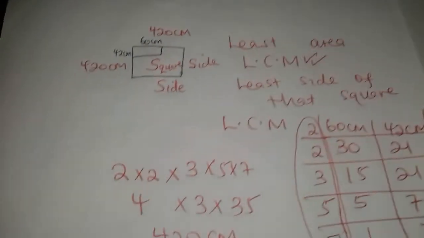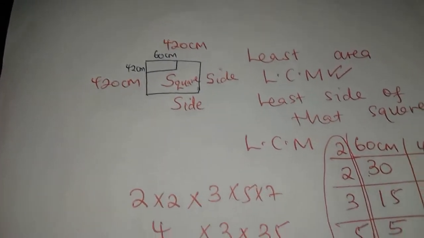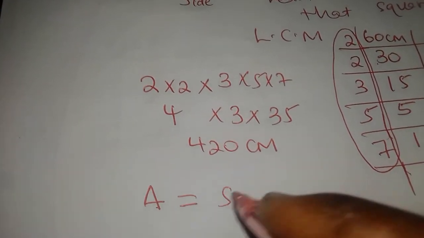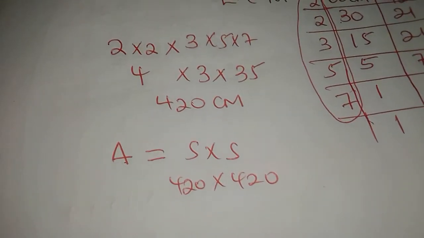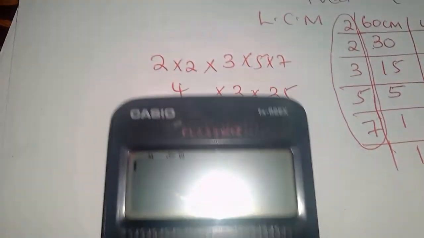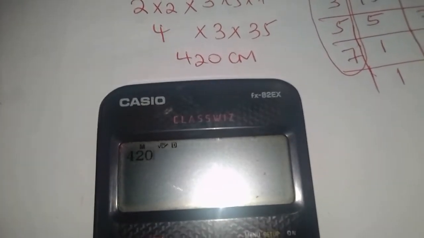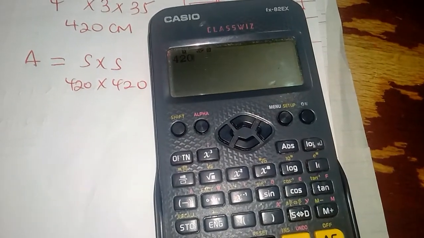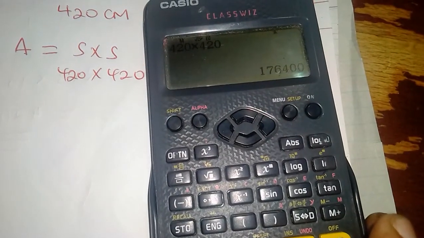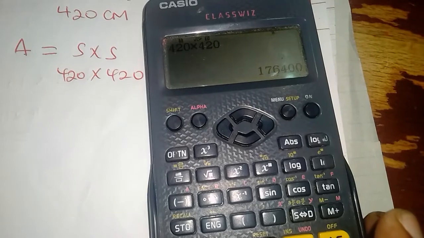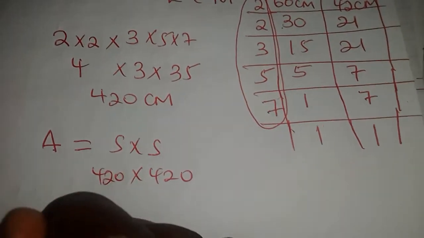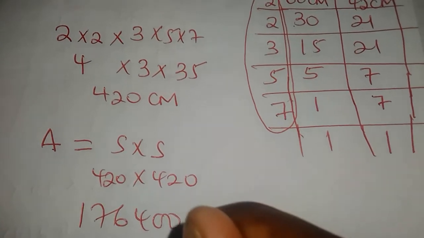So how do I get the area of a square? The area of a square is equal to side times side. So I'll say 420 by 420. Of course, I have to pick my calculator. 420 by 420 gives me 176,400. So I have 176,400 centimeters squared.